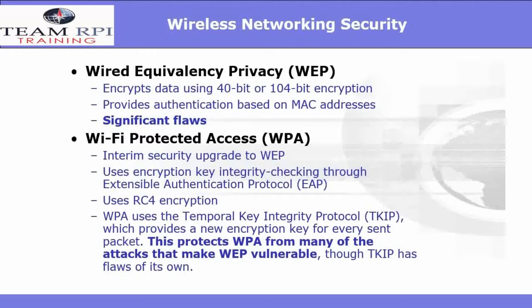An enhancement to WEP is called WPA, or Wi-Fi Protected Access. It is meant to be an interim security upgrade from the weaker WEP protocol. It uses what's called the Extensible Authentication Protocol, or EAP, and a security enhancement added to WPA is the addition of TKIP, or the Temporal Key Integrity Protocol. However, TKIP has some flaws of its own.